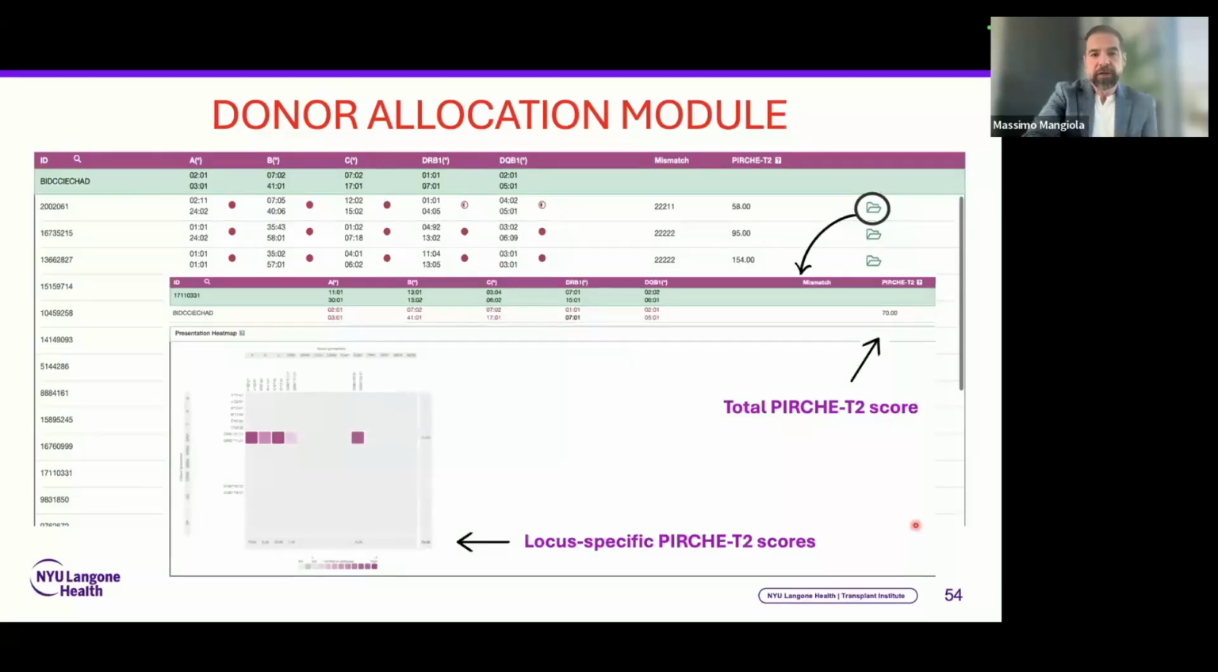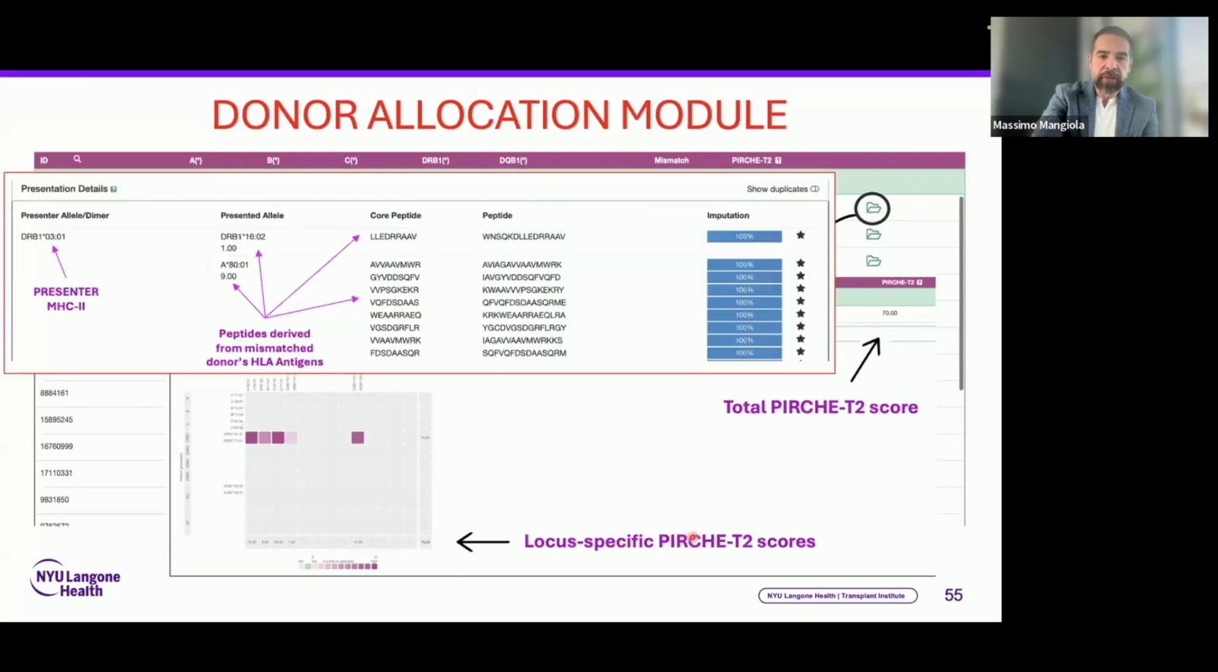Of course, here too you can dive deep by clicking on this folder. It's going to give you the total PIRCHE score and the locus-specific PIRCHE score. And if you scroll down, you still have all the granularity that I was talking about before, where you can see the individual contribution from each and every one of those alleles. So you can see which alleles might be more immunogenic or providing more mismatches that can lead to an immunological response.